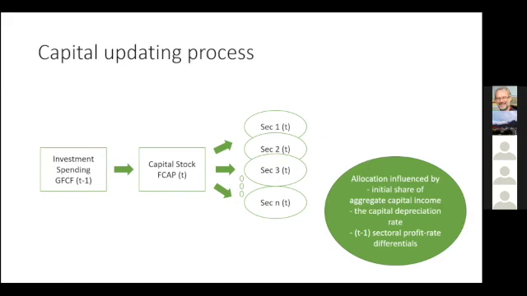The way that this capital stock is divvied up to sectors is based on the initial share of aggregate capital income in our base data set, the capital depreciation rate, and also the sectoral profit rate differentials. So what that means is that if iron and steel outperforms paper and printing, for example, then in the following period, iron and steel would be able to attract more capital than the paper industry would.